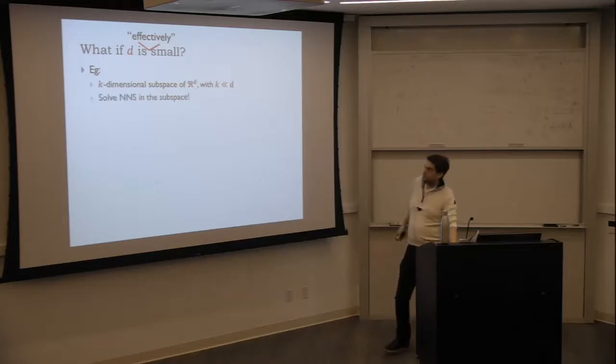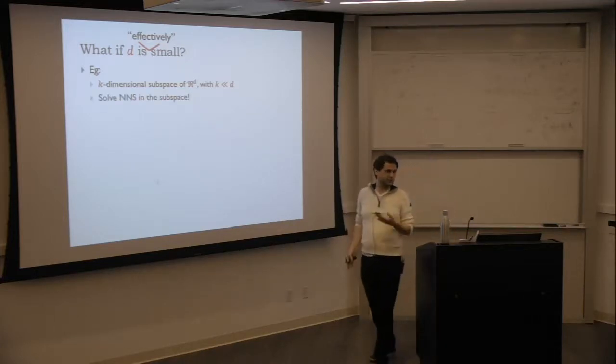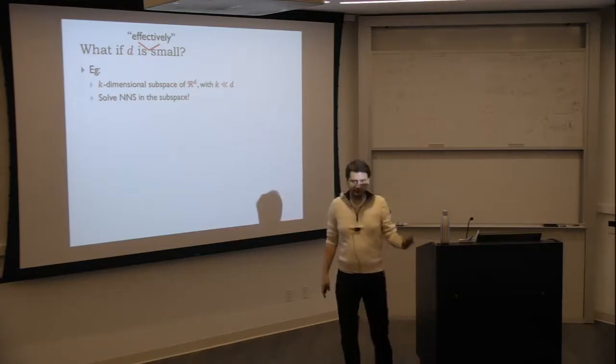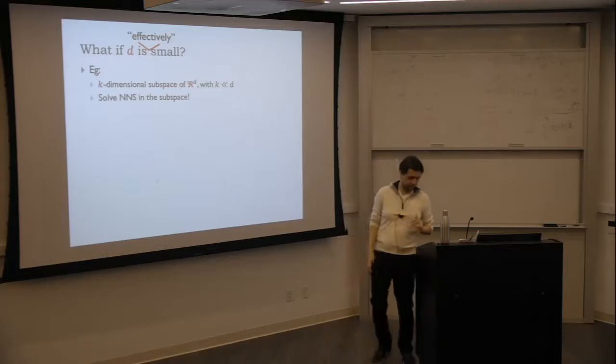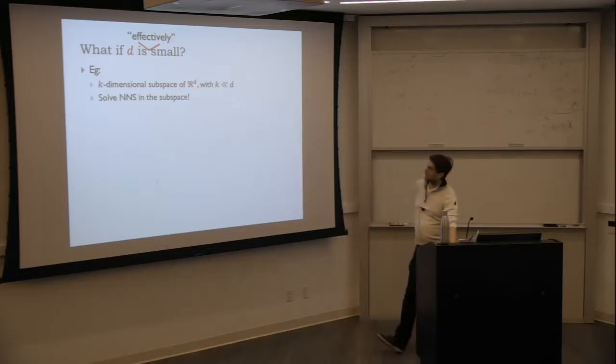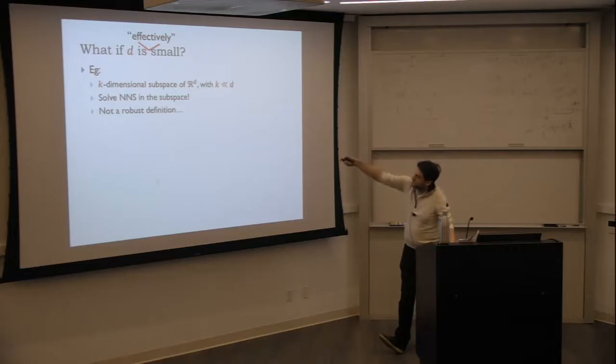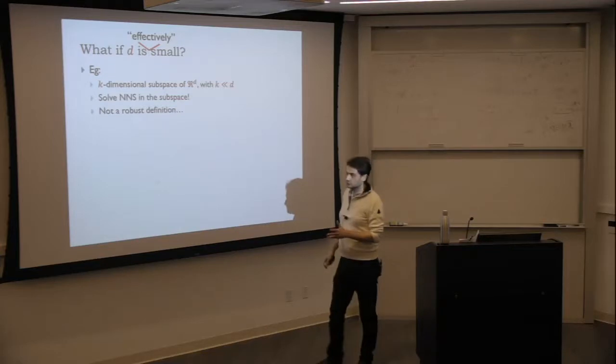Well, then we can solve this nearest neighbor search in this subspace, right? So if you know that fixed subspace, perhaps we can extract it from seeing the data set, we can just extract the subspace, project everything there, and just solve the nearest neighbor search there. Okay, that sounds good, and then everything will be just exponential in K as opposed to the original dimension. Okay, but it's not a robust definition, right?